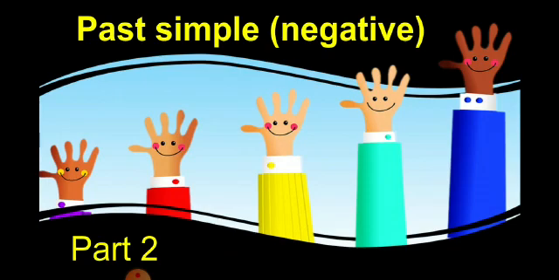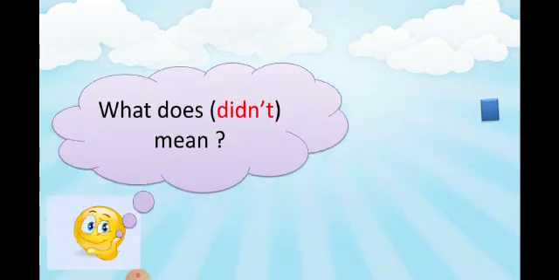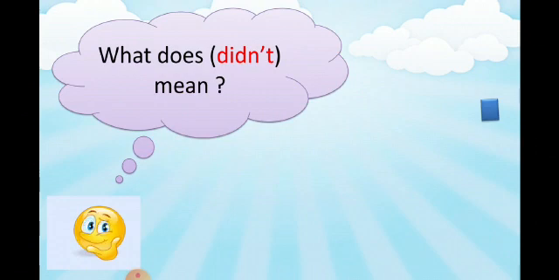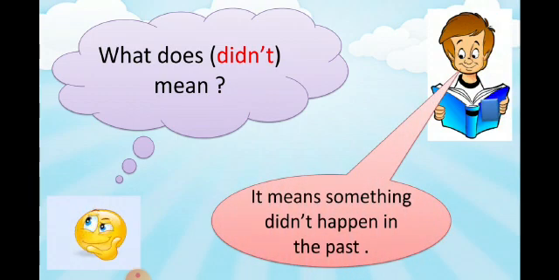Today we are going to learn how can we negate these events. اليوم سوف نتعلم كيف بإمكاننا القيام بنفي حصول هذه الأحداث في زمن الماضي. We are going to use didn't. سوف نقوم باستخدام didn't. So, what does didn't mean? It means something didn't happen in the past. تستخدم didn't لنفي حصول حدث معين في زمن الماضي البسيط.